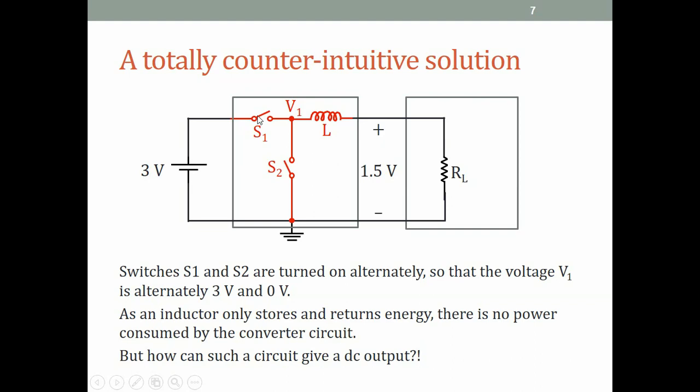Now if we assume switches to be ideal, so that they don't have any resistance, and we know that the inductor does not consume any power, it absorbs energy and gives the energy back to the circuit, so now this DC to DC converter block consumes no energy. It is theoretically at least ideal and has no power consumption at all.